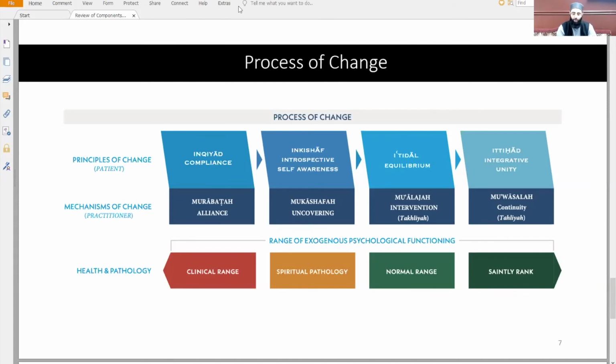These are things that we might do. We might do it in the session, or prescribe for them to do outside of the session. But what we're really doing is addressing and providing the intervention, and then getting them to i'tidal. I'm going to switch over to the next slideshow to describe the final one.